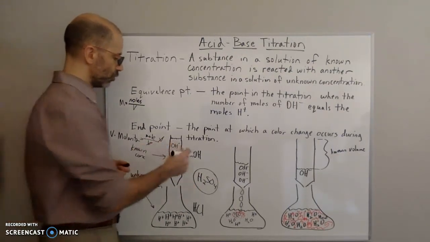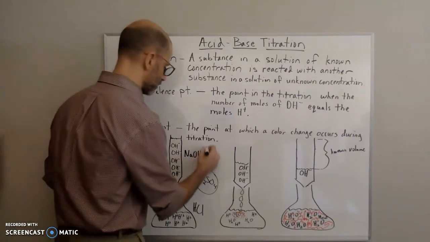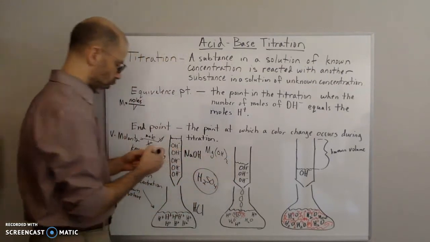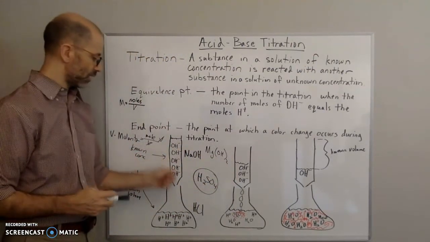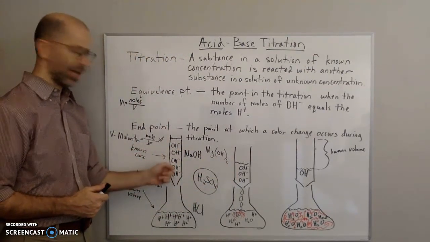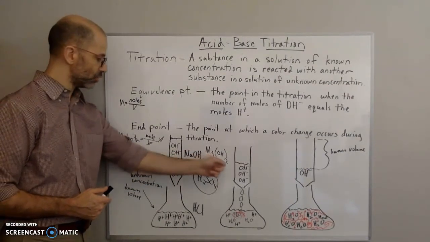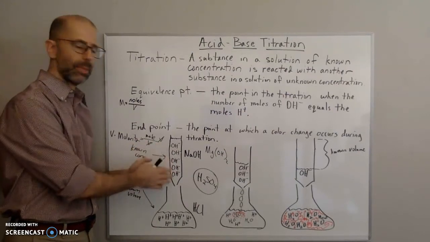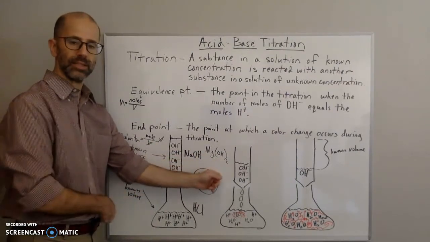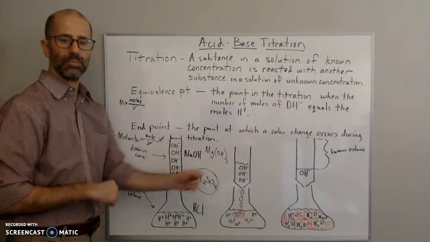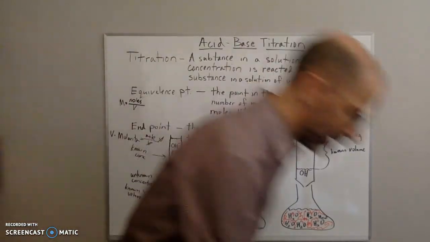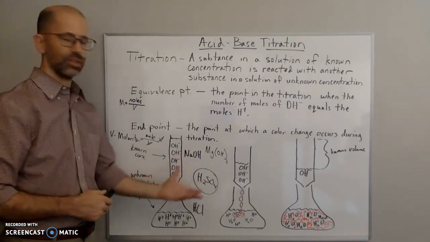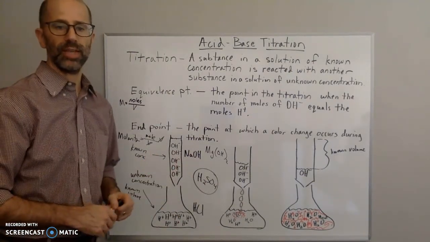Or also, if you're using a base that is, let's say, magnesium hydroxide, Mg(OH)2, that has 2 OHs there, right? Then the concentration of my Mg(OH)2 is not going to be the same as the concentration of the OH-, because I have 2 OH- for each Mg(OH)2. So you've got to be careful of that when you're doing these sorts of calculations. But that's pretty much what a titration is.